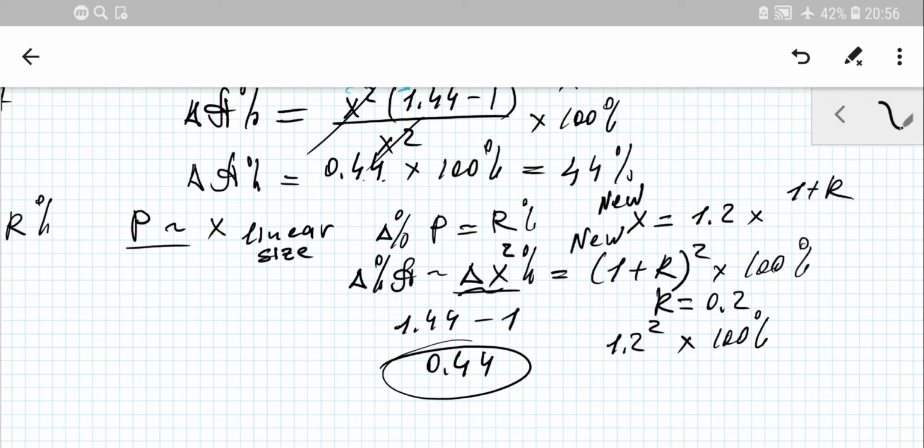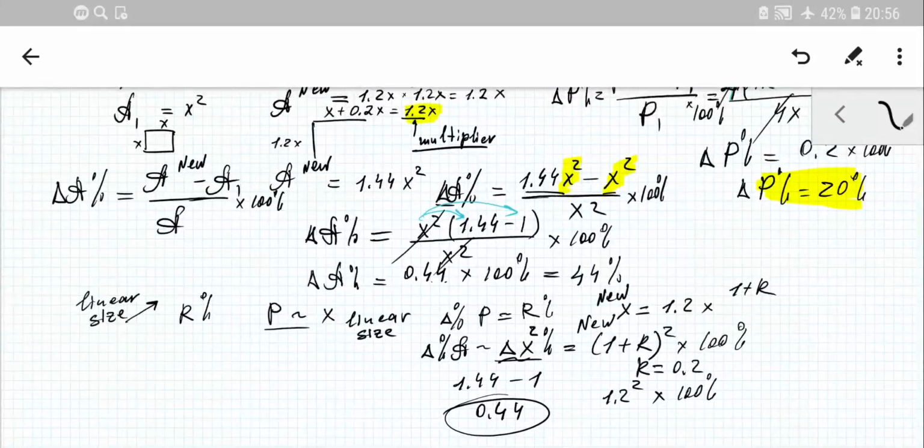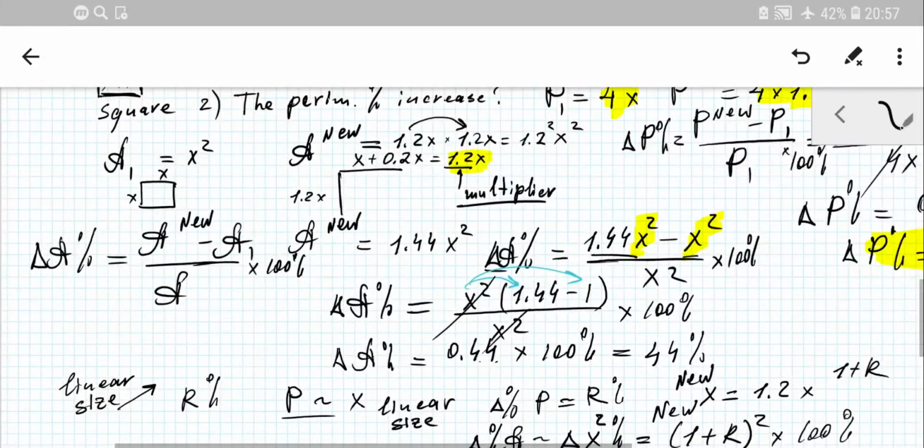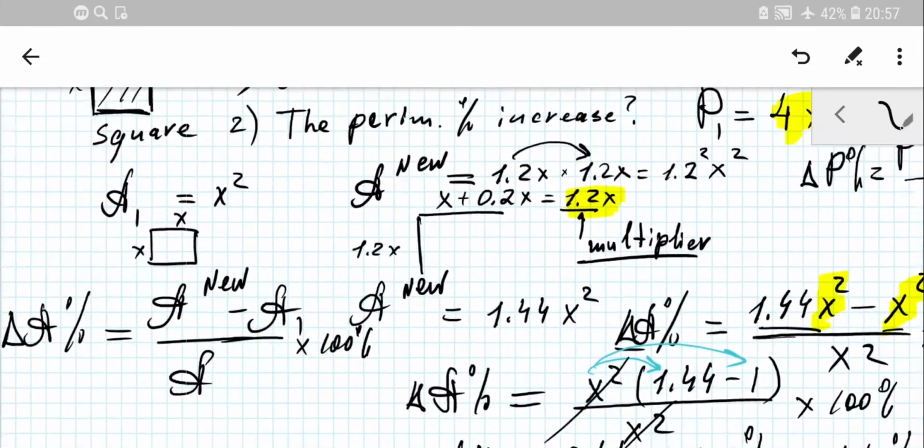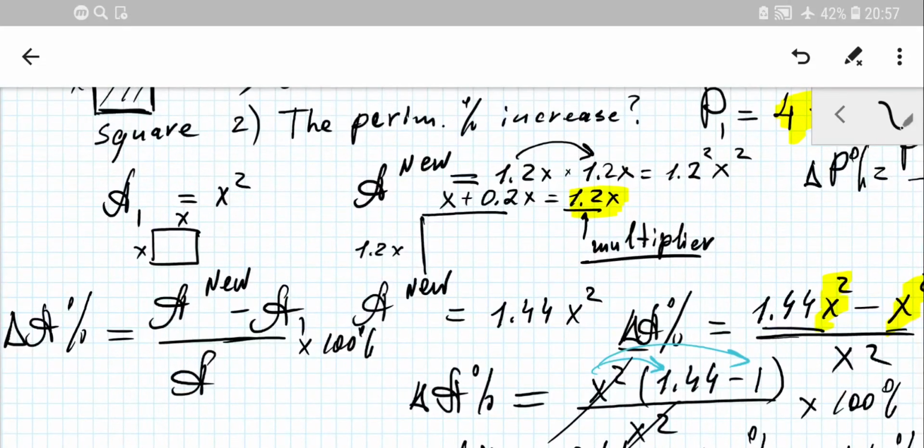So I don't recommend memorizing all the formulas for that. Just simply try to work it out as I showed you, and you will have less chance of making errors. Okay, so this is how it works with areas. It can also be applicable to volumes.